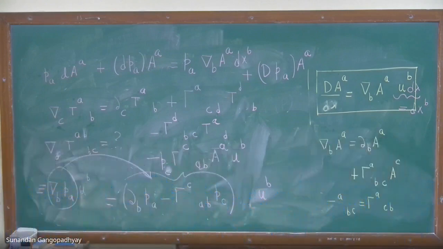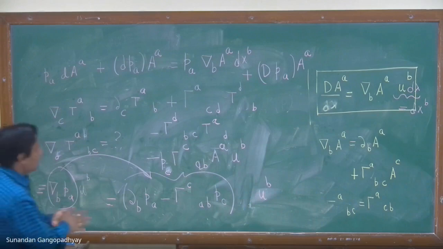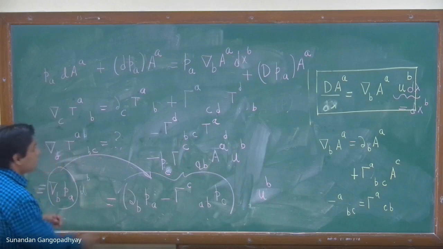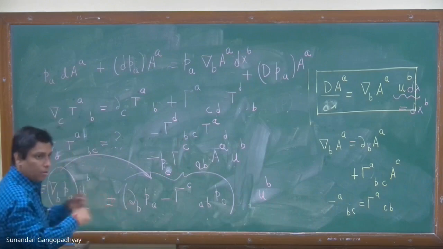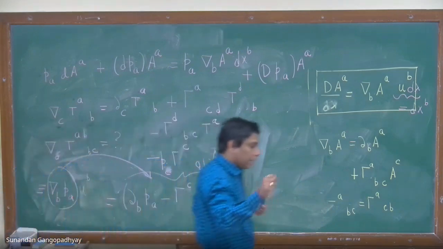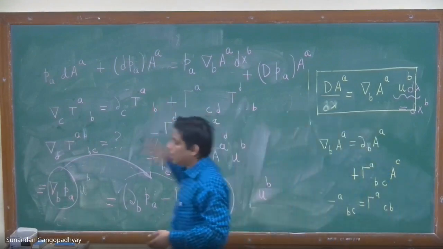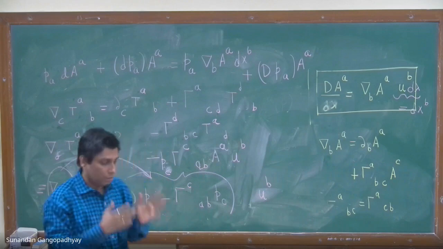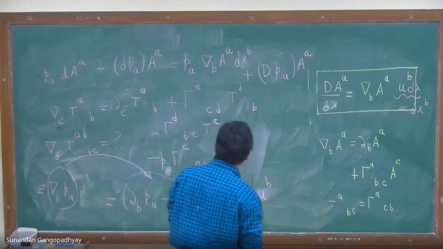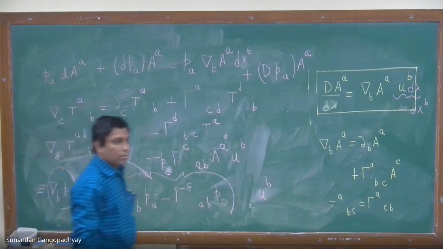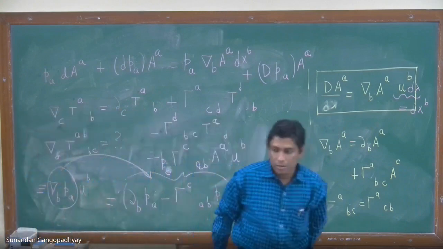So today what we have learned in today's lecture is what a covariant derivative is. So we have a rule for transporting a tensor from one point to another point. So that we have learned, and we have also learned how to take covariant derivatives of contravariant vectors, covariant vectors, and also mixed tensors of this kind. So from here we will start the next class.